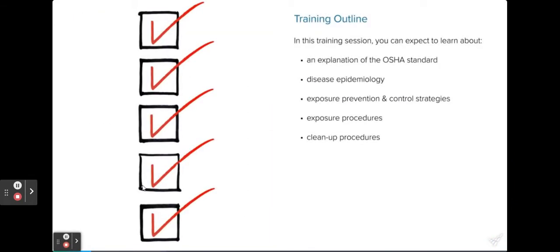In this training session, you can expect to learn about OSHA's bloodborne pathogen standard and your organization's exposure control plan, what types of diseases can be contracted, and the modes of disease transmission, exposure prevention strategies and techniques, including universal precautions, engineering controls, administrative controls, and personal protective equipment, and how to react in the event of a bloodborne exposure incident.